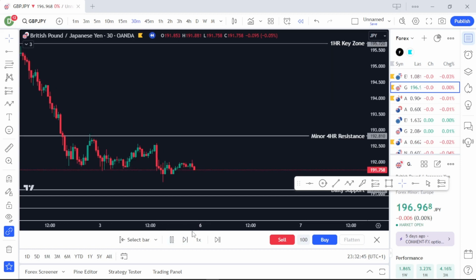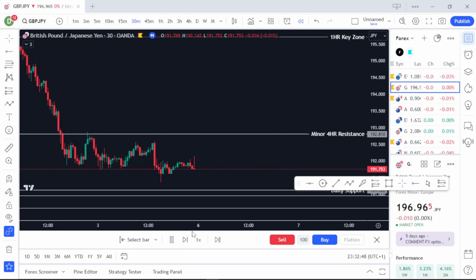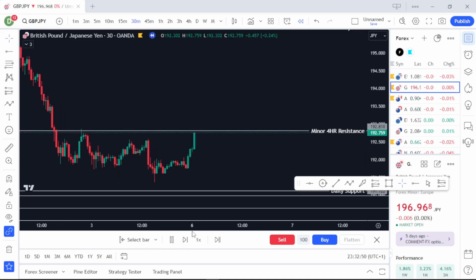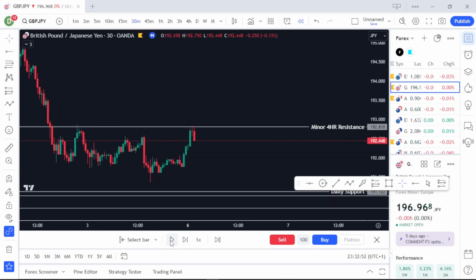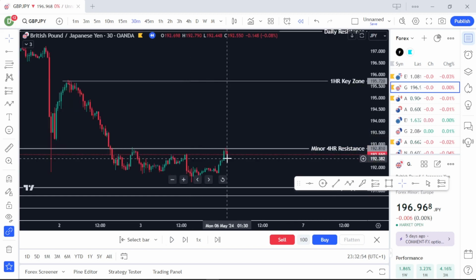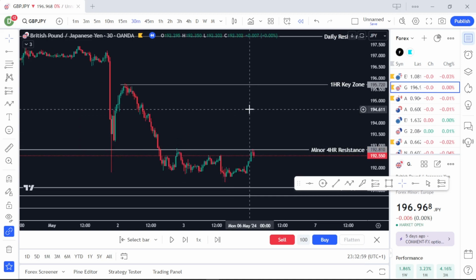So now this is how I wait for my trade. It takes a lot of time for some of my trades to play out, and when they do, they really go well. So what can you see here? You can see that the market is back to this minor resistance area and then it's bouncing backwards again.